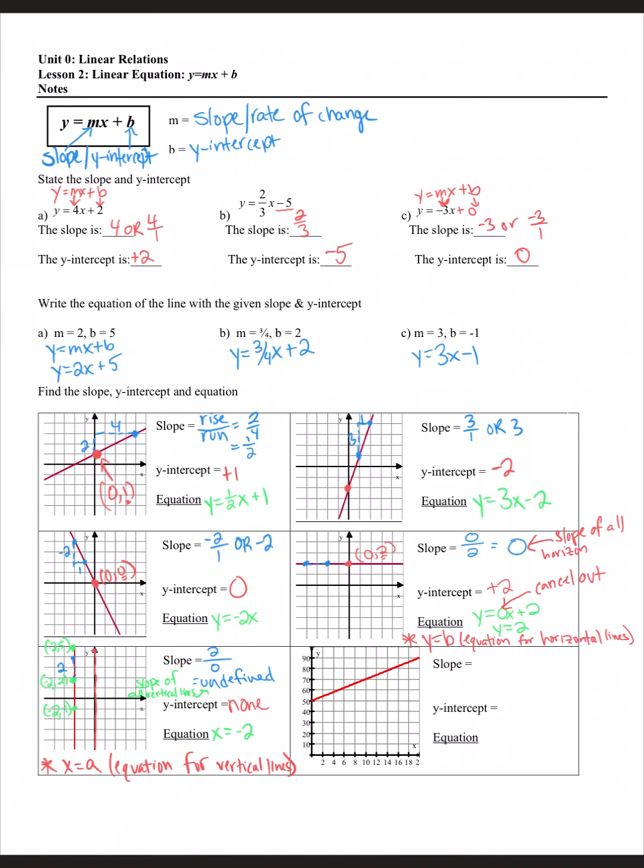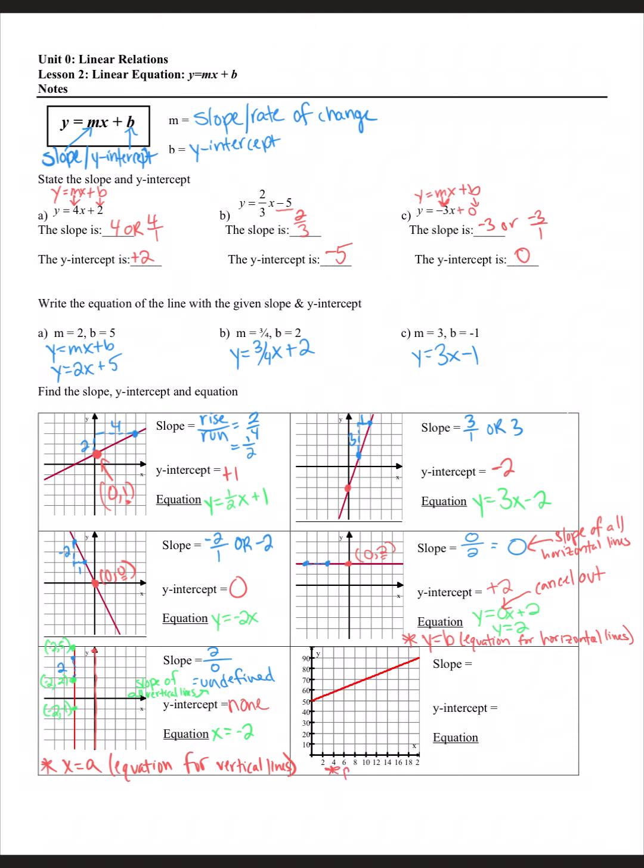Once you know these rules about horizontal and vertical lines, they're easier to work with and come up with the equation for, but we'll spend a whole day just on vertical and horizontal lines to give you some practice. Okay, the last graph we have here, we need to make sure that we're paying attention to the scale.